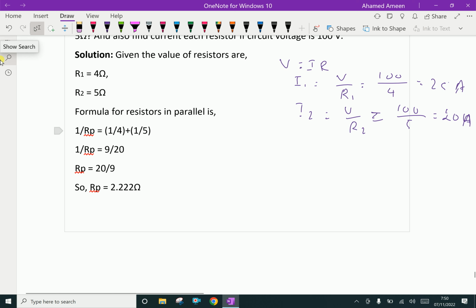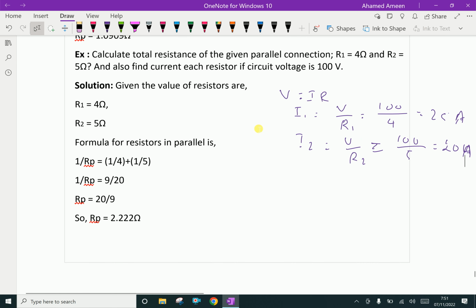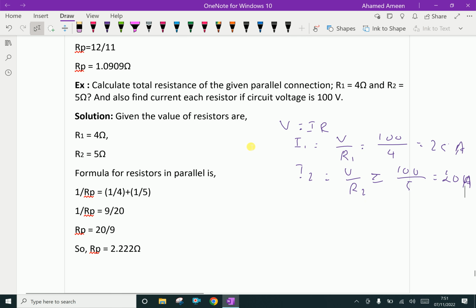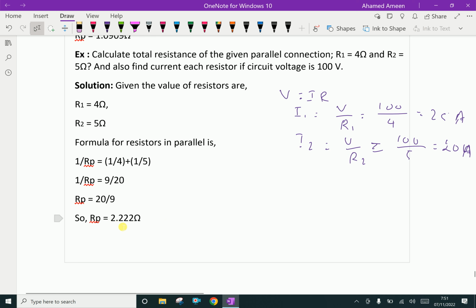We calculated the resistance and the current through each resistor. Here we can get it. Total resistance is total voltage by total current. Total voltage here is 100, divided by 25 plus 20, which is 45. So 100 by 45 we can get these values.